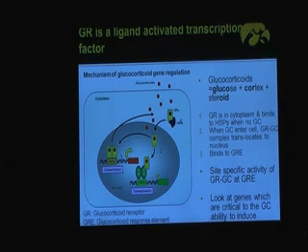Glucocorticoid receptor is a ligand-activated transcription factor. When glucocorticoids enter the cell, they bind to the glucocorticoid receptor, and the GC-GR complex then translocates to the nucleus and binds to the glucocorticoid response element and causes either transactivation or transrepression.